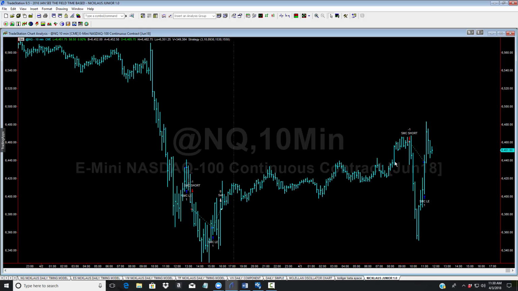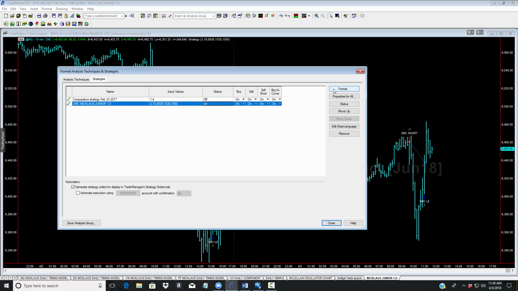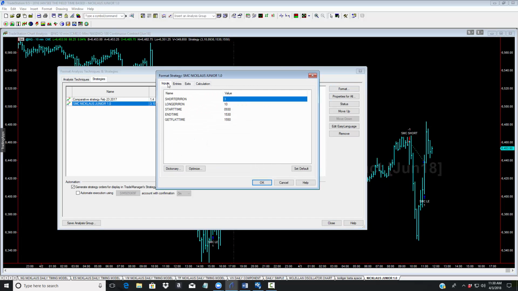And this program actually has a clock. It starts at 9:30 and it ends at, well, let me show you. It starts at 9:30. It ends at 15:30, which is 3:30 for the millennials. And then it gets flat. If it's still long or short a position, it gets flat at 15:50, which is 10 minutes of 4.